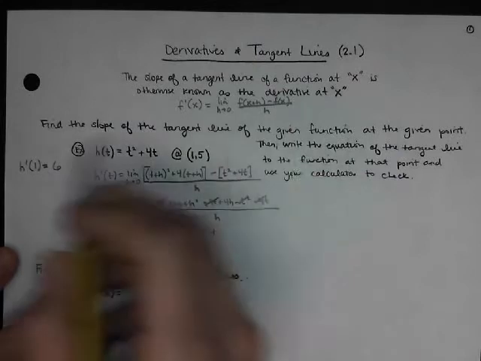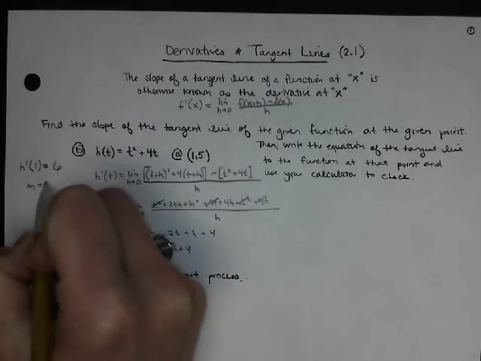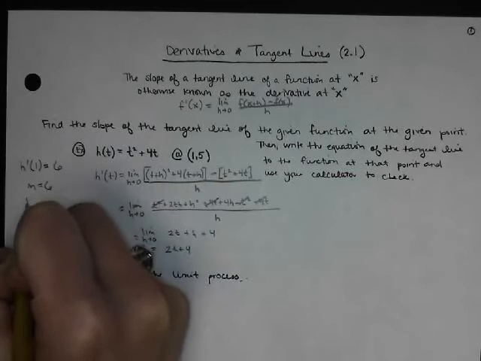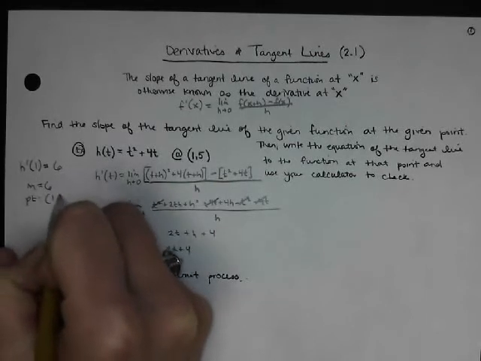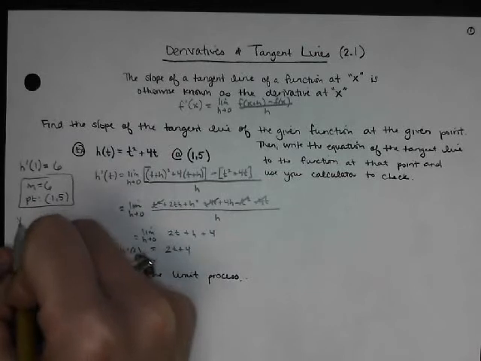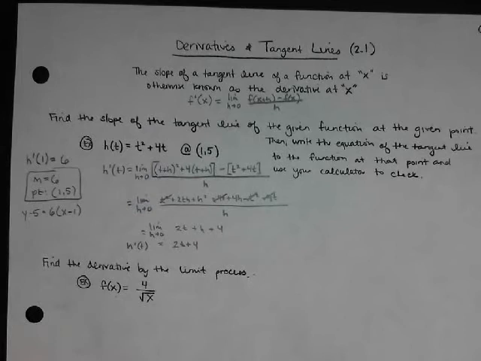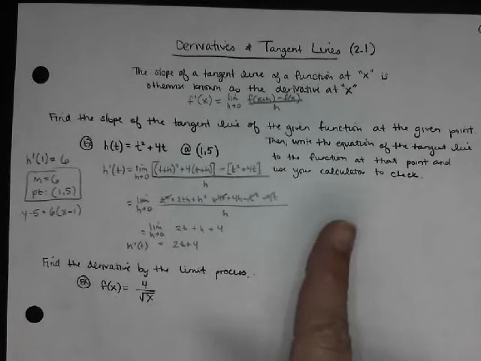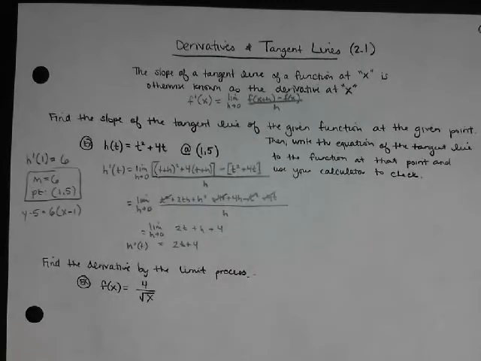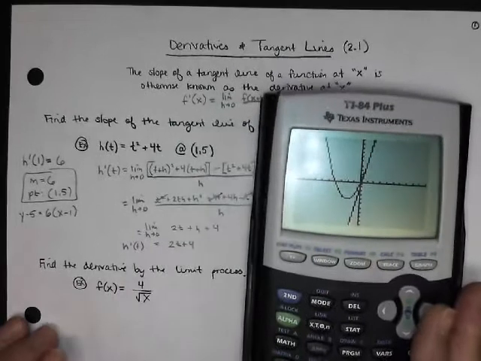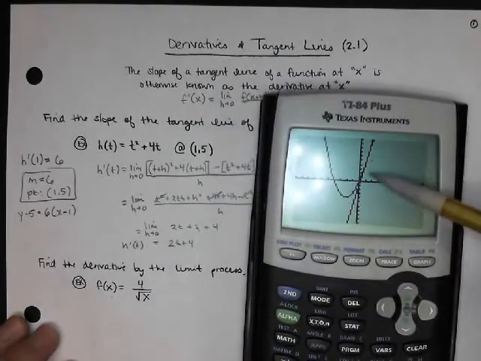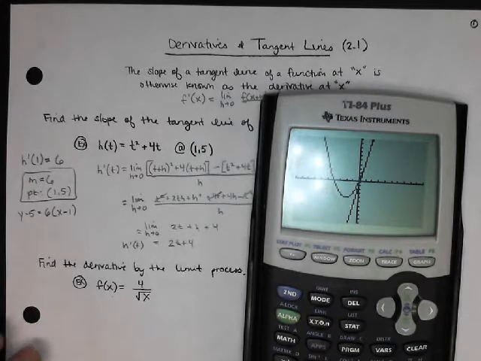And then write the equation of the tangent line. So essentially we have a slope of 6 and a point of 1, 5. So we're writing the equation y minus 5 equals 6 times x minus 1. So from there we're pretty much done, and we would just type in the equation of the line on our calculator with the original function and confirm that it's a tangent line. Okay, so I've gone ahead and done that, and there's our parabola, and then there's the equation of the line that we just wrote.